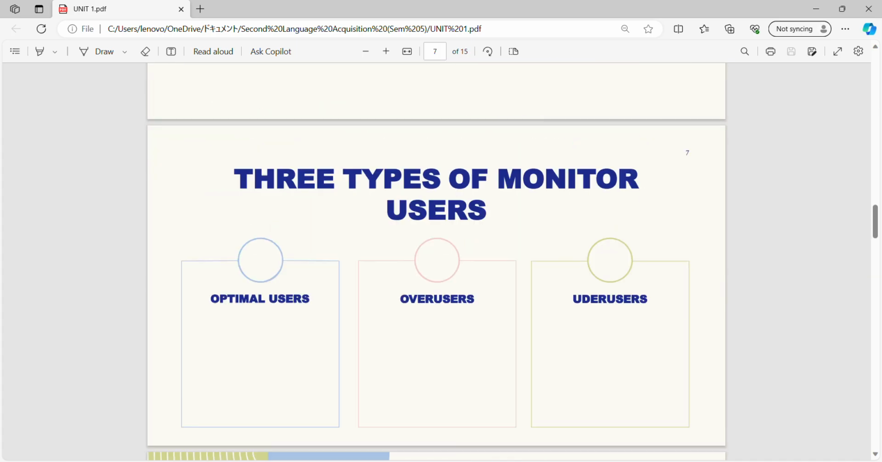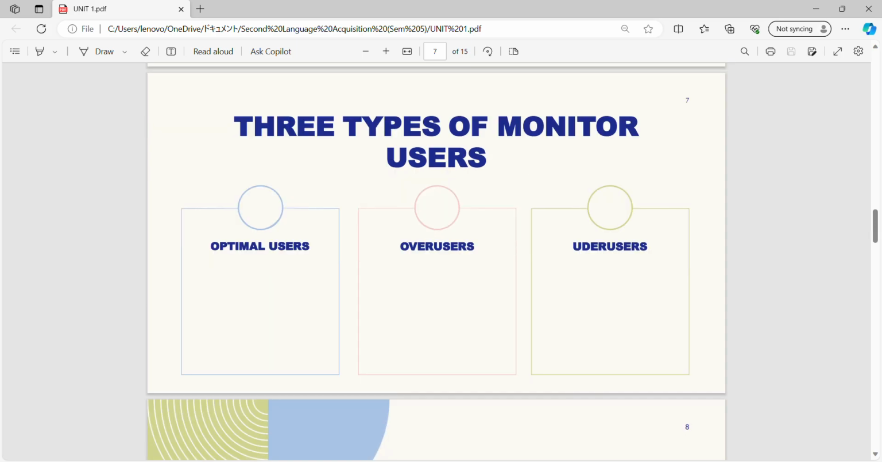The next is the types of monitor user. Okay, there are three types of monitor user: the first is the optimal user, the second is the overuser, and the third is the underuser. So what are the types of monitor user that we can know? Maybe all of you don't know about this, because this is the first thing that we need to learn when we study second language acquisition.